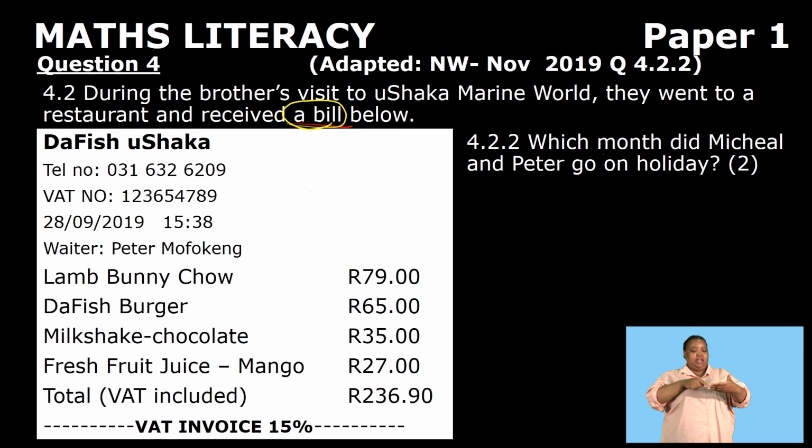Now remember, you need to analyze what you have in front of you before you can attempt to answer questions. So here we can see that the date they went to the restaurant was the 28th of September 2019, and these are the items and the prices that they bought, and the total amount is also indicated to us, and the VAT has already been included, which is the VAT of 15%.